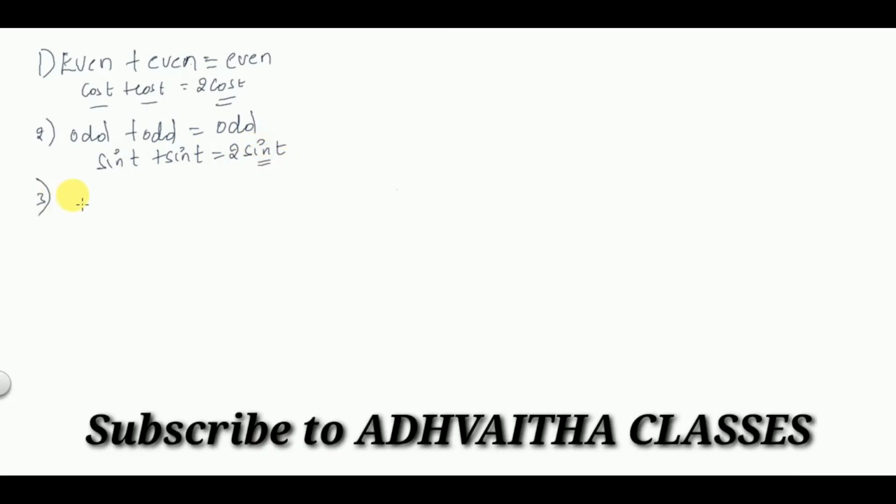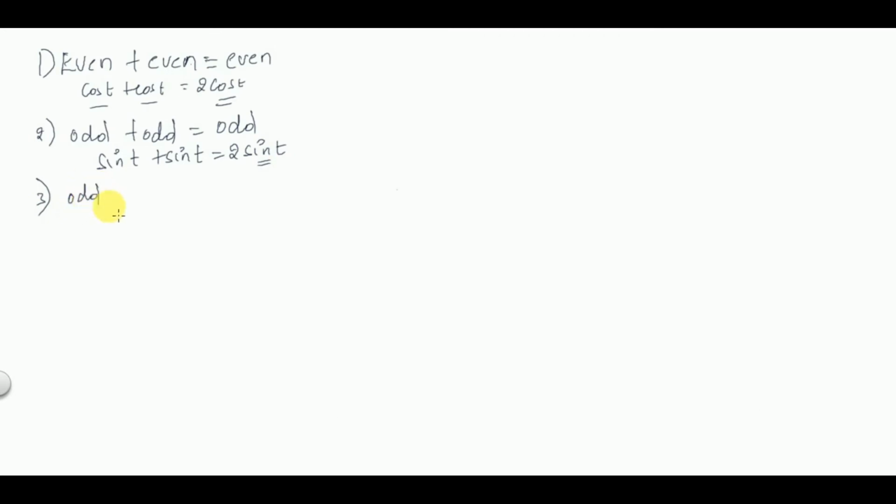Third, odd plus even. Odd plus even is neither an even nor an odd signal. That is, we can't say whether the resultant signal is either even or odd. Fourth, even into even is an even signal.